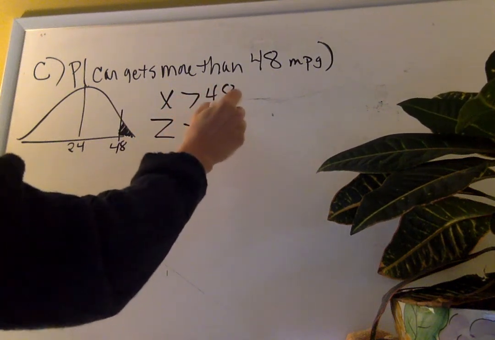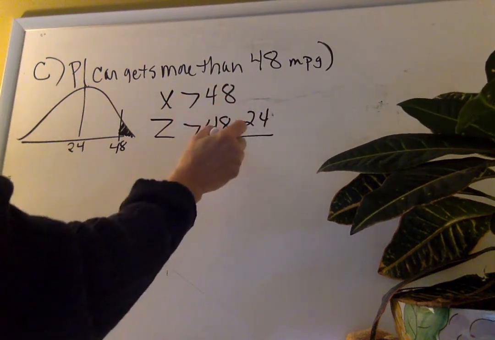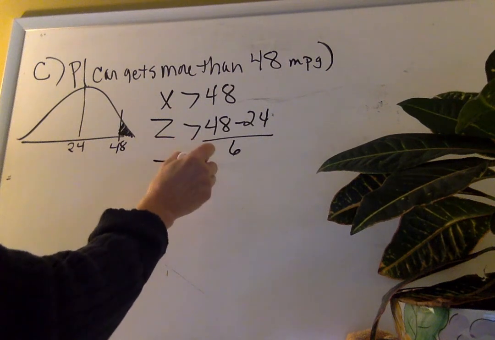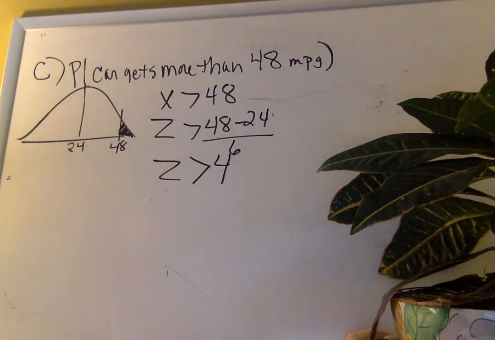Let's get our z-score: subtract off the mean, divide by standard deviation. This is z greater than 4. Huh, okay. Well, let's see what we can do with it. I'm going to approach this 2 different ways. If you don't like the first way, keep listening.